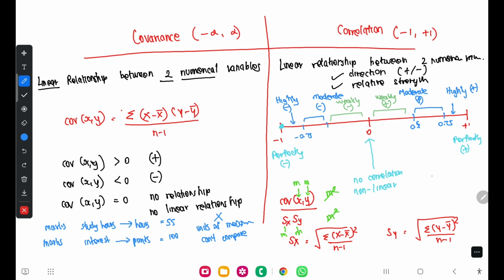Okay, so here it's not affected by units of measurement, which makes it possible for us to compare and do analysis.